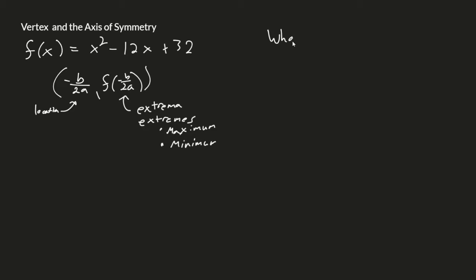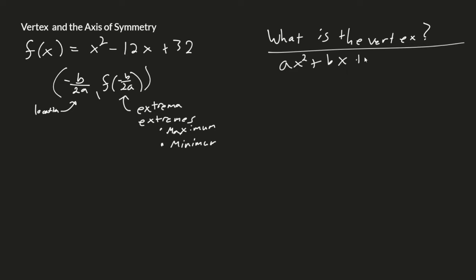So in this example, what is the vertex? Okay. Given this form, ax squared plus bx plus c, our standard form, we can extract the b value and the a value in our vertex formula. So for negative b over 2a, we can say from our values, negative 12 is the b value over 2 times a. A is 1 in this case. So we have positive 12 over 2, or 6.